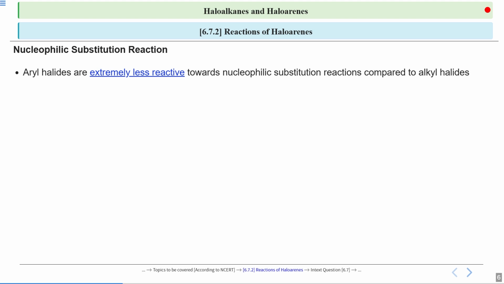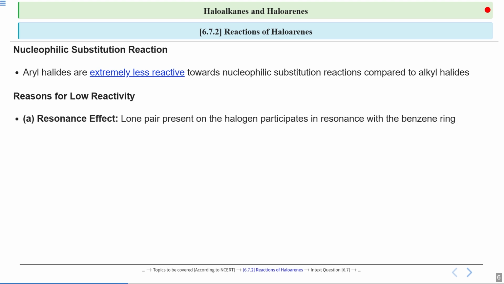There are some reasons why aryl halides show less reactivity towards nucleophilic substitution reaction. The reasons for its low reactivity: first of all, the resonance effect. As you all know, we are talking about aryl halides, which means a benzene ring is present, and the benzene ring has this resonance effect.